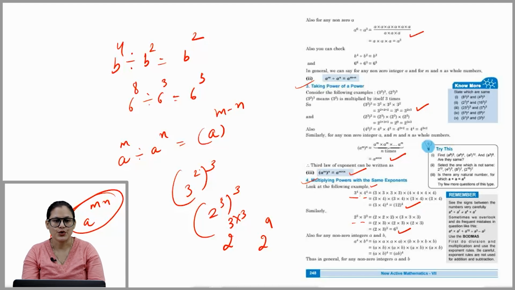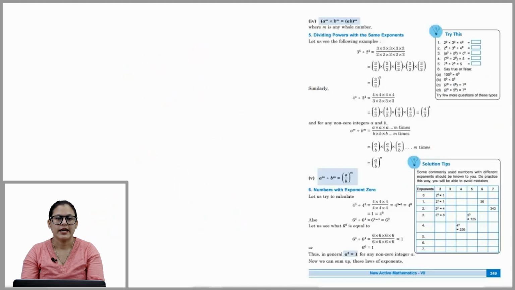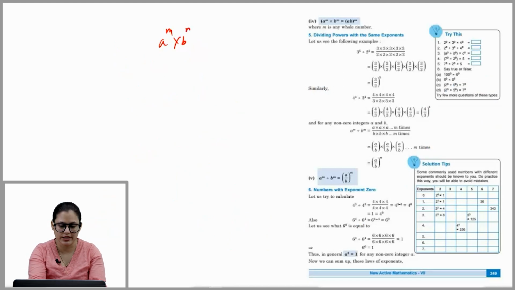Right. So, for any non-zero integers A and B, A raised to the power 4 and B raised to the power 4 is equal to A into B raised to the power 4. Thus, in general, for any non-zero integers A and B, A raised to the power m into B raised to the power m is equal to A into B raised to the power m, where m is any whole number.